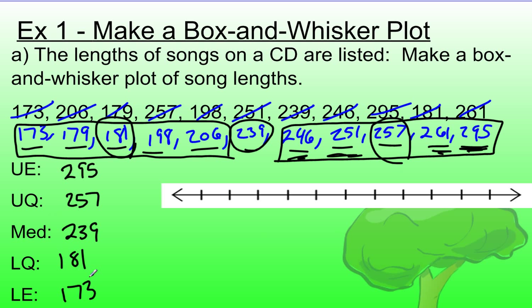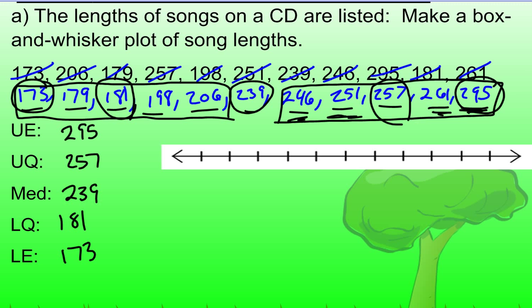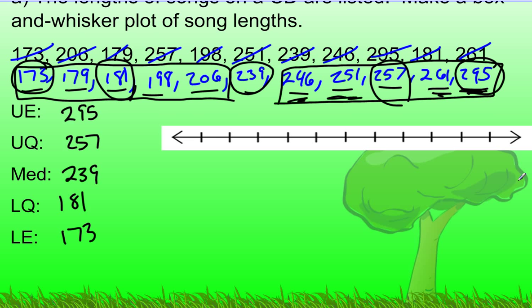And now we're ready to make our Box-and-Whisker plot. These 5 pieces of information are the 5 pieces you need to make the Box-and-Whisker plot. In fact, that's the only 5 pieces of information we need. But we had to go through all that work of putting the numbers in order, finding the median, finding the upper quartile, the lower quartile, the upper extreme, lower extreme. By finding those 5 pieces of information, now we can make our box and whisker plot.